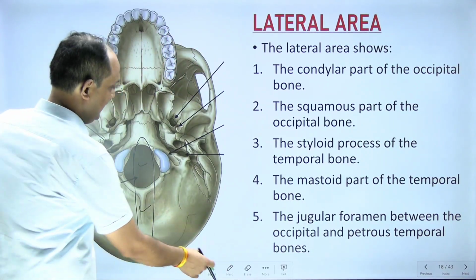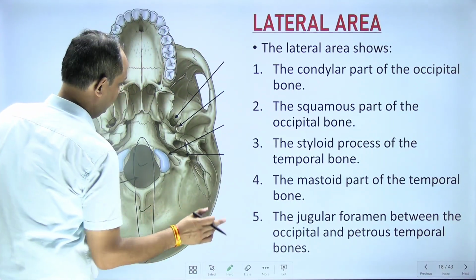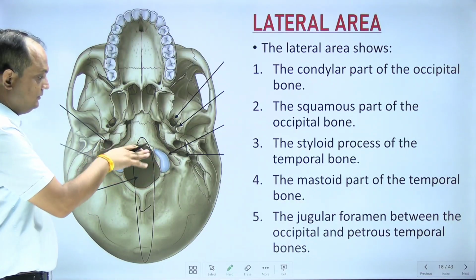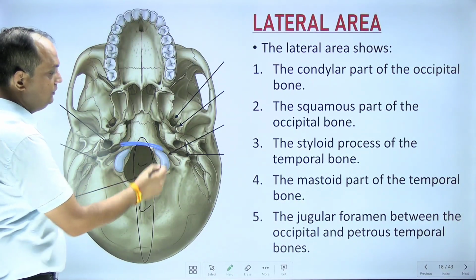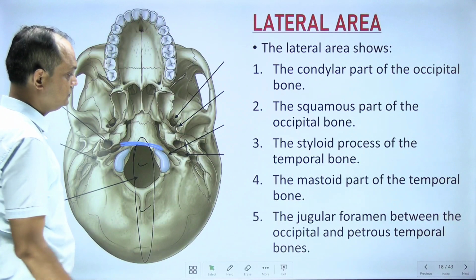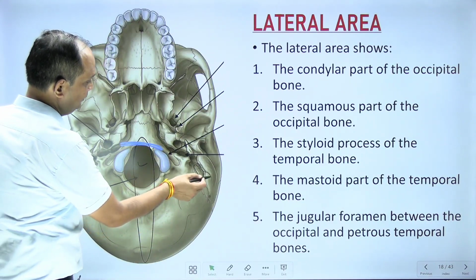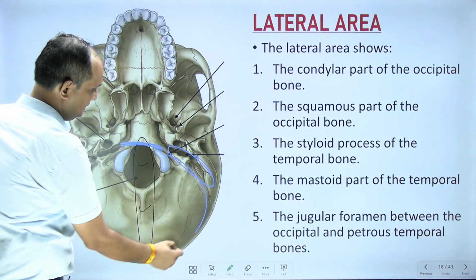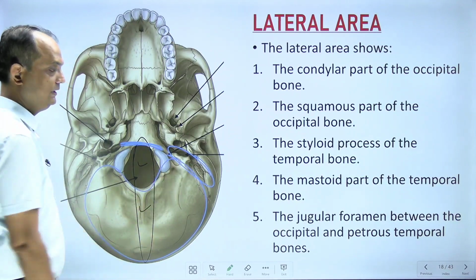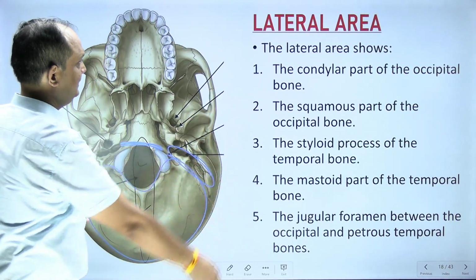So in a nutshell, keep in mind that when you are reading this norma basalis, behind this imaginary line you are mainly going to deal with two bones. One is the part of the temporal bone which is visible here, and the other is the major portion of the occipital bone. So let's discuss these areas one by one.